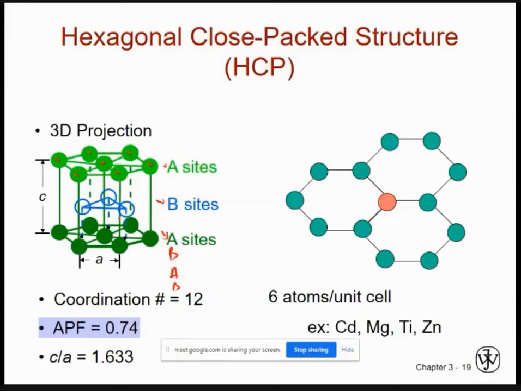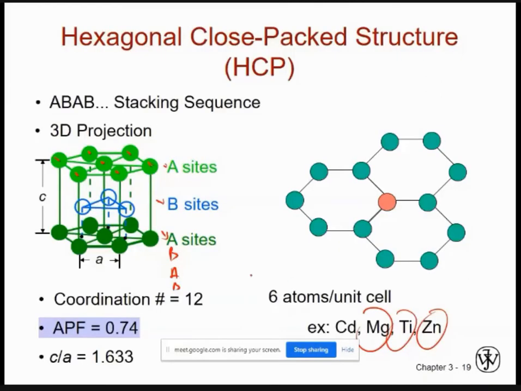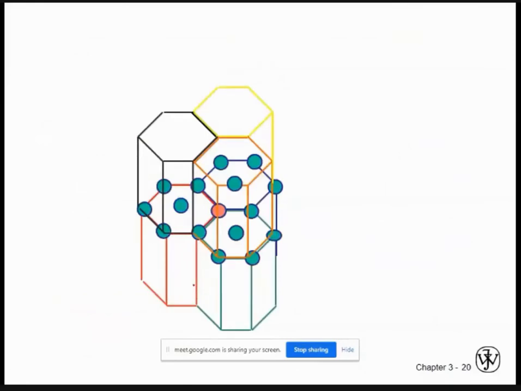So let's see what we have here: magnesium, titanium, and zinc have the hexagonal close-packed structure. Let's calculate what the coordination number is for the hexagonal close-packed structure. So how many nearby atoms does a single atom have? Let's see.